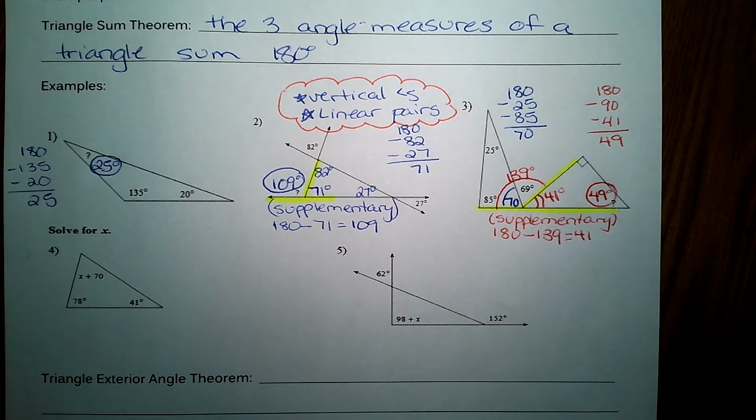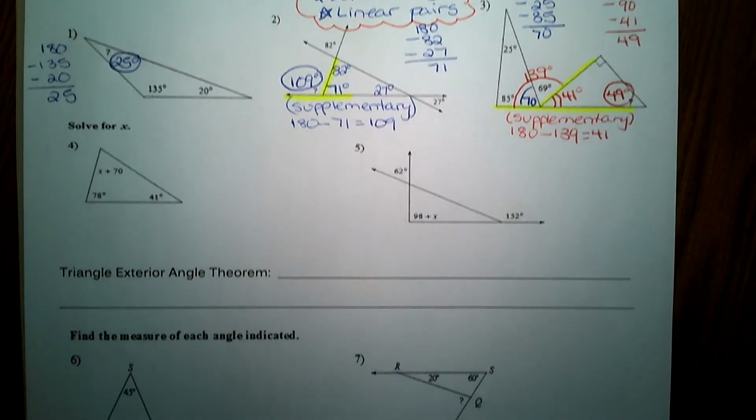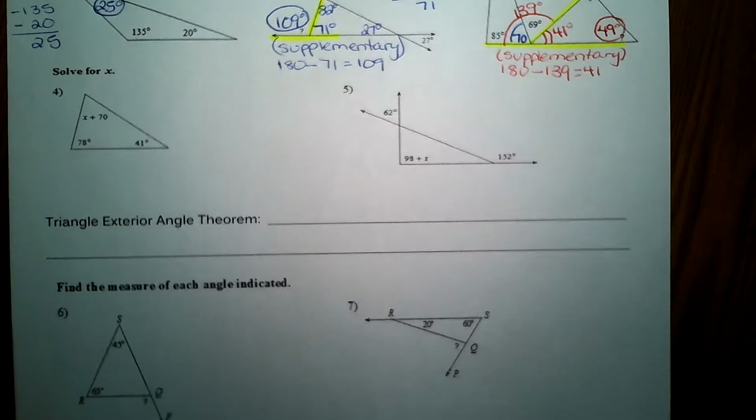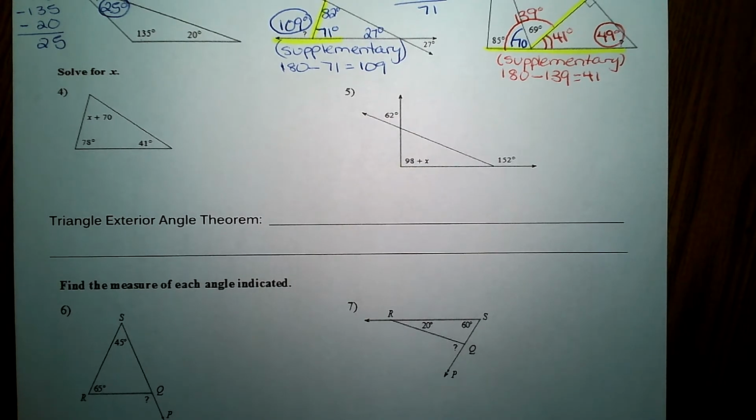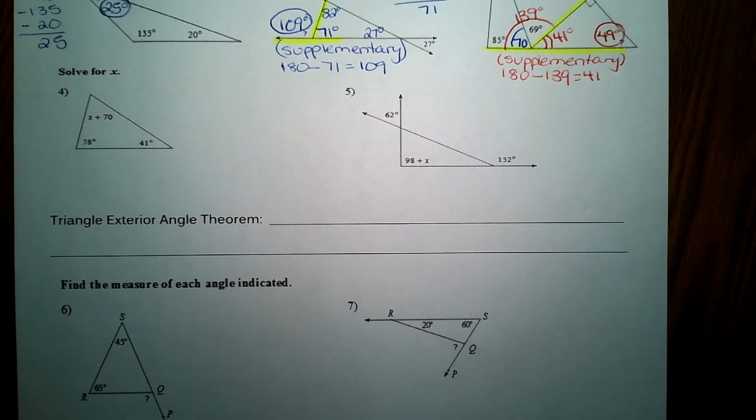Okay, for example 4 and 5, you see some algebra there. I hope that doesn't scare you. Let's see what that looks like. Here, the directions say solve for x. On number 4, we're starting out pretty simply. Solve for x, and there's no vertical angles and no linear pairs.